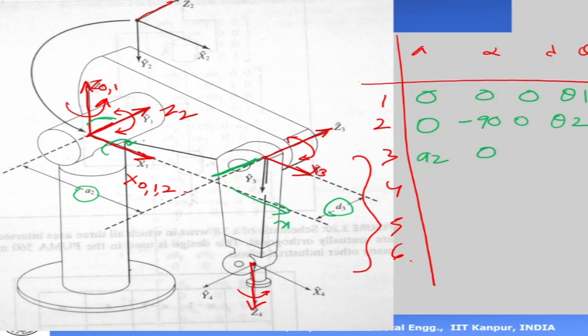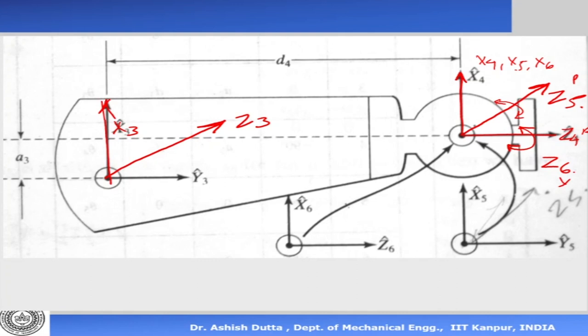So X2 was in this direction, X3 is that direction. So there is a distance of D3 here. And this is my theta 3. What about 3 and 4? Now let's go back here. What about axes 3 and 4?